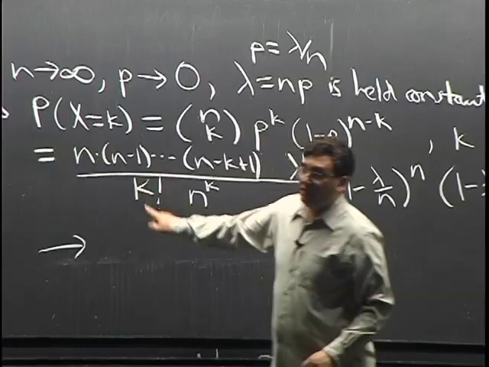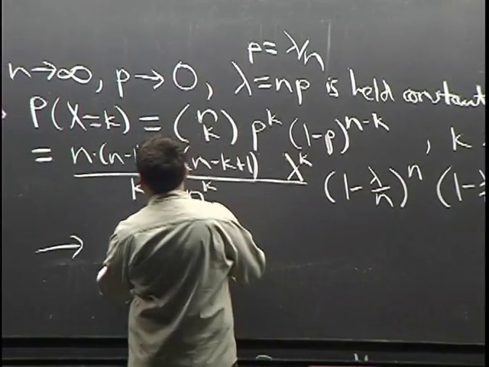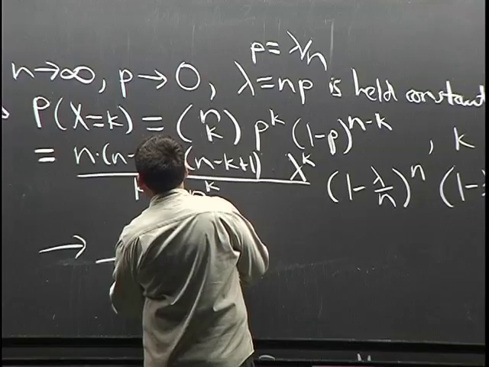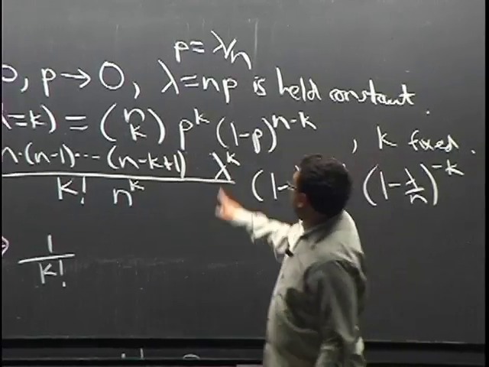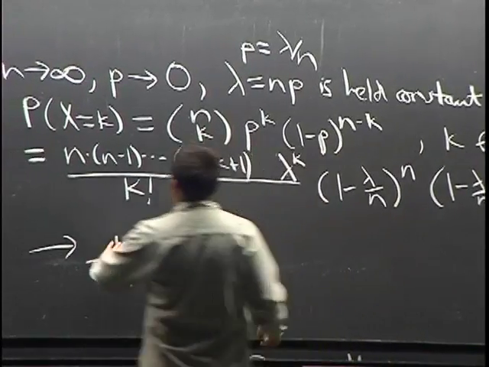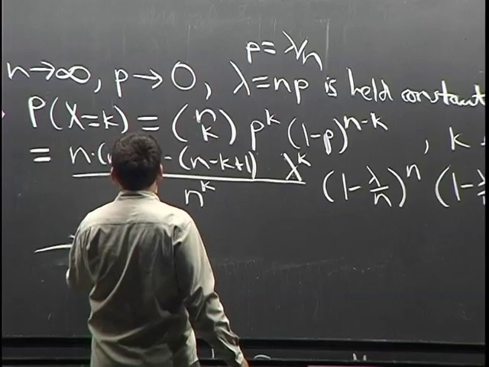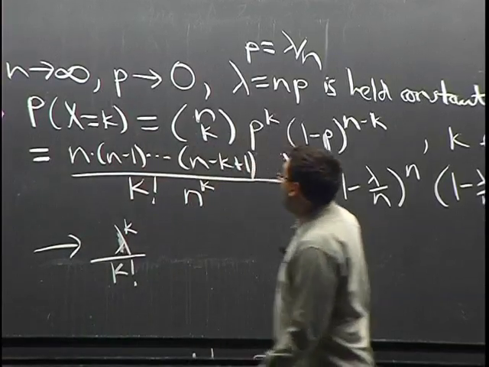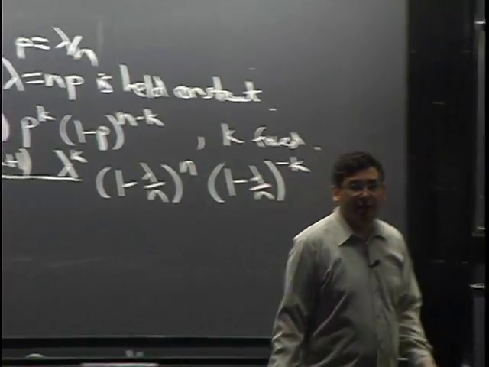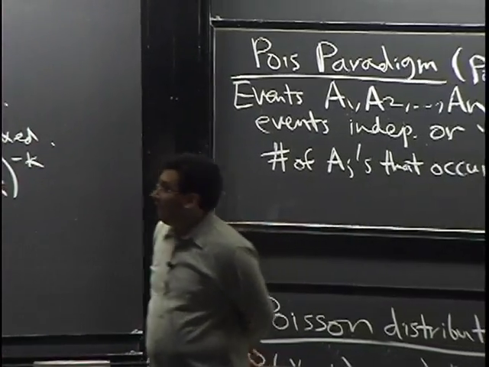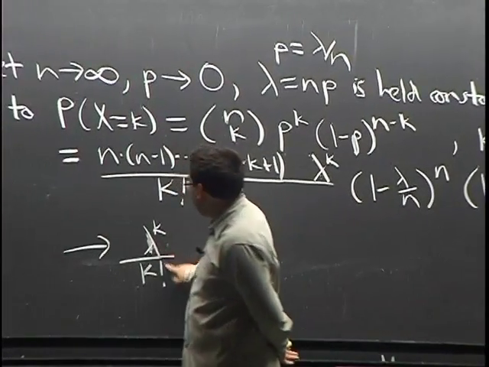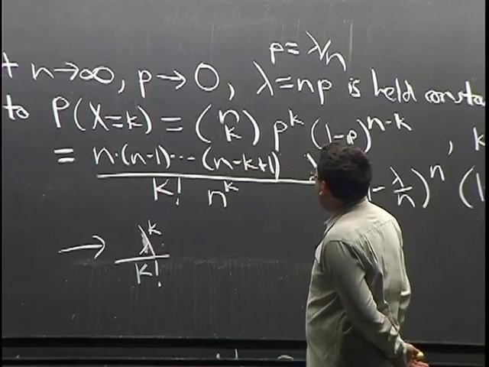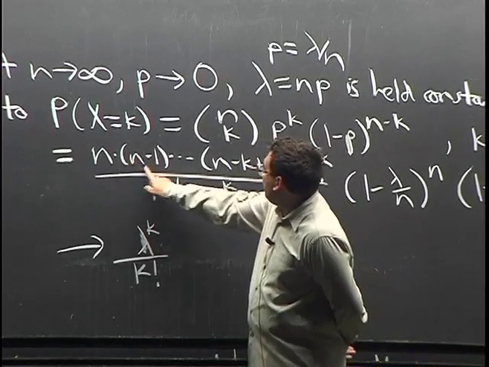The k is fixed, so k factorial here just stays as k factorial. And lambda to the k is also fixed. So we have lambda to the k over k factorial, which is pretty encouraging, because we want that for our Poisson. Now let's look at this stuff with the n's.